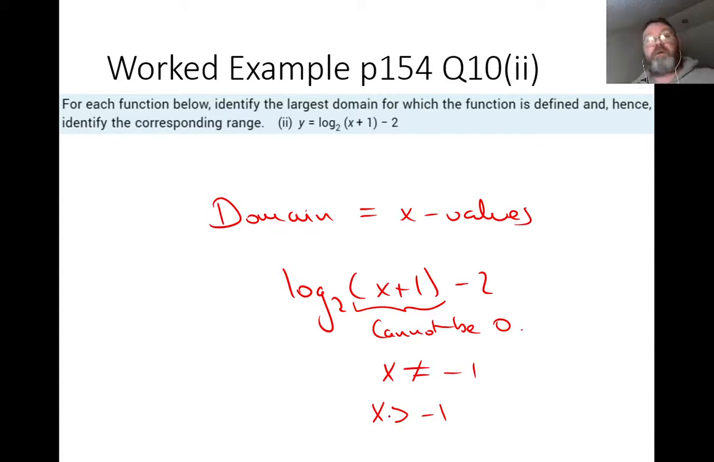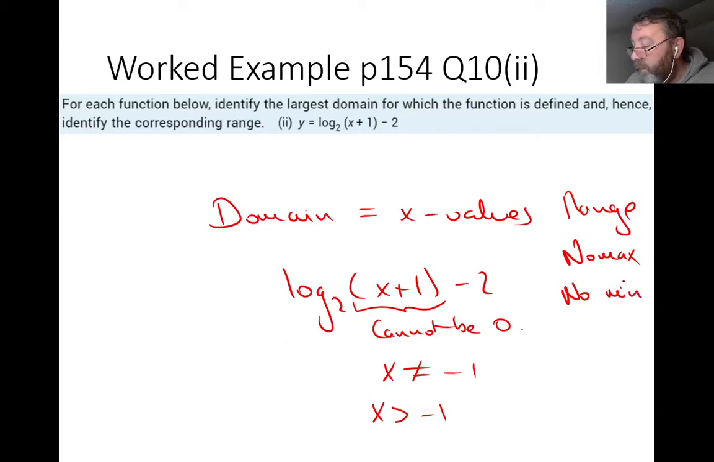Now, what about the corresponding range? Well, keep in mind that the domain is the horizontal value. We've already sorted that out. That can only go from values greater than minus 1. But what about the vertical, up and down? Graphs go up and down forever. The graph keeps on going upwards and it comes from a very, very deep position downwards. So there is no limit. So on your range, there is no max and there is no min. Very easy. No max, and there never is, and no min. And that's all you've got to say.